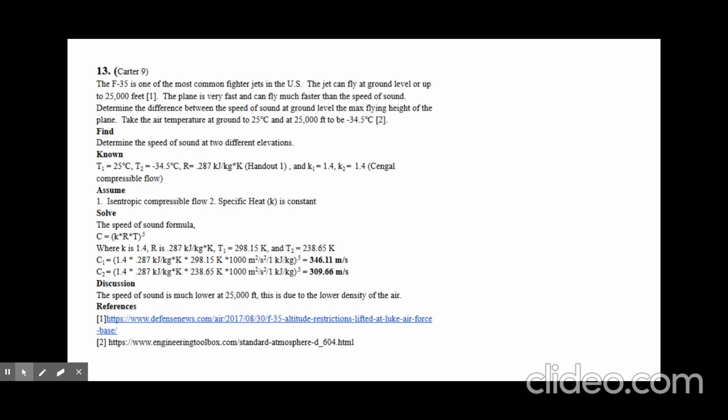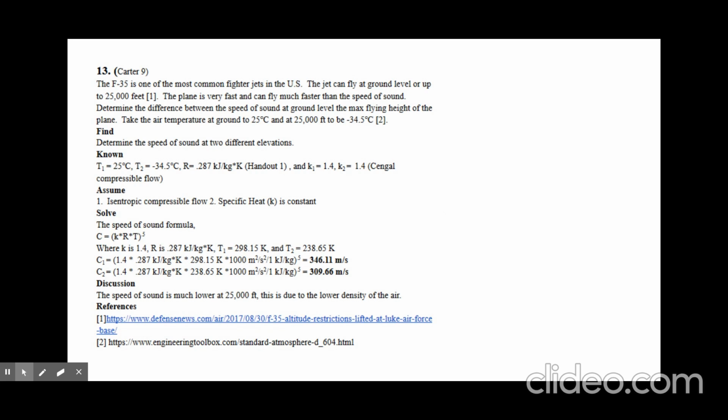This problem we'll be going over is compressible flow. We have a fighter jet flying at two different elevations, and we want to determine the speed of sound at both of those elevations. We know the temperatures at both elevations, the gas constant R from handout 1, and the specific heat ratio k values at both elevations.